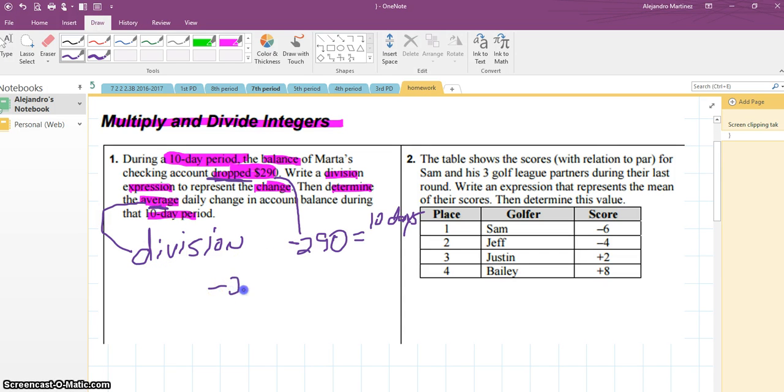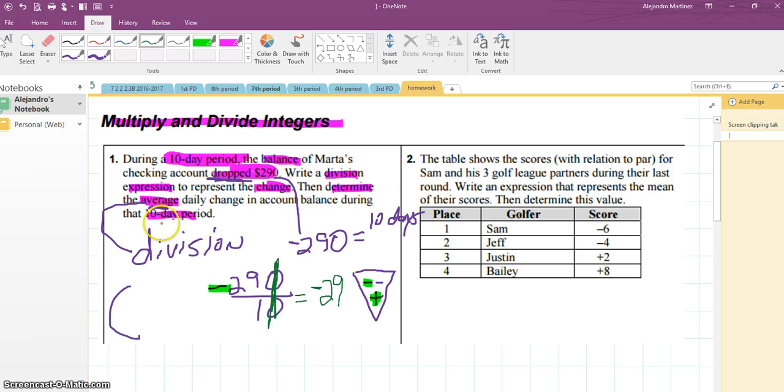So then 290, well, how many days? 10 days. So now know your rule, or use your Dorito man. Negative, negative, plus. So there I have a negative here and a positive. So that means my answer has to be negative. A negative divided by a positive is negative. Well, don't forget, why make it hard on yourself? Cross out the zeros, and then it's just negative 29.